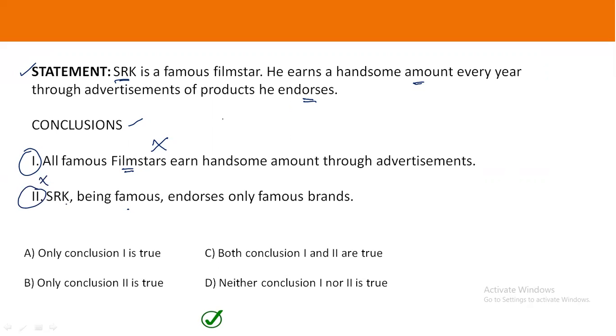So what I have figured out is both the conclusions are not my answer. They both are false conclusions. When you look at the options: only one is true? No. Both one and two are true? No. Only two is true? No. My answer is actually that neither conclusion is true, so my answer becomes option D. So a very simple question based on statement and conclusions. These types of questions come up very simply. Just look at the question, find out what the conclusion could be, and get the answer from it.